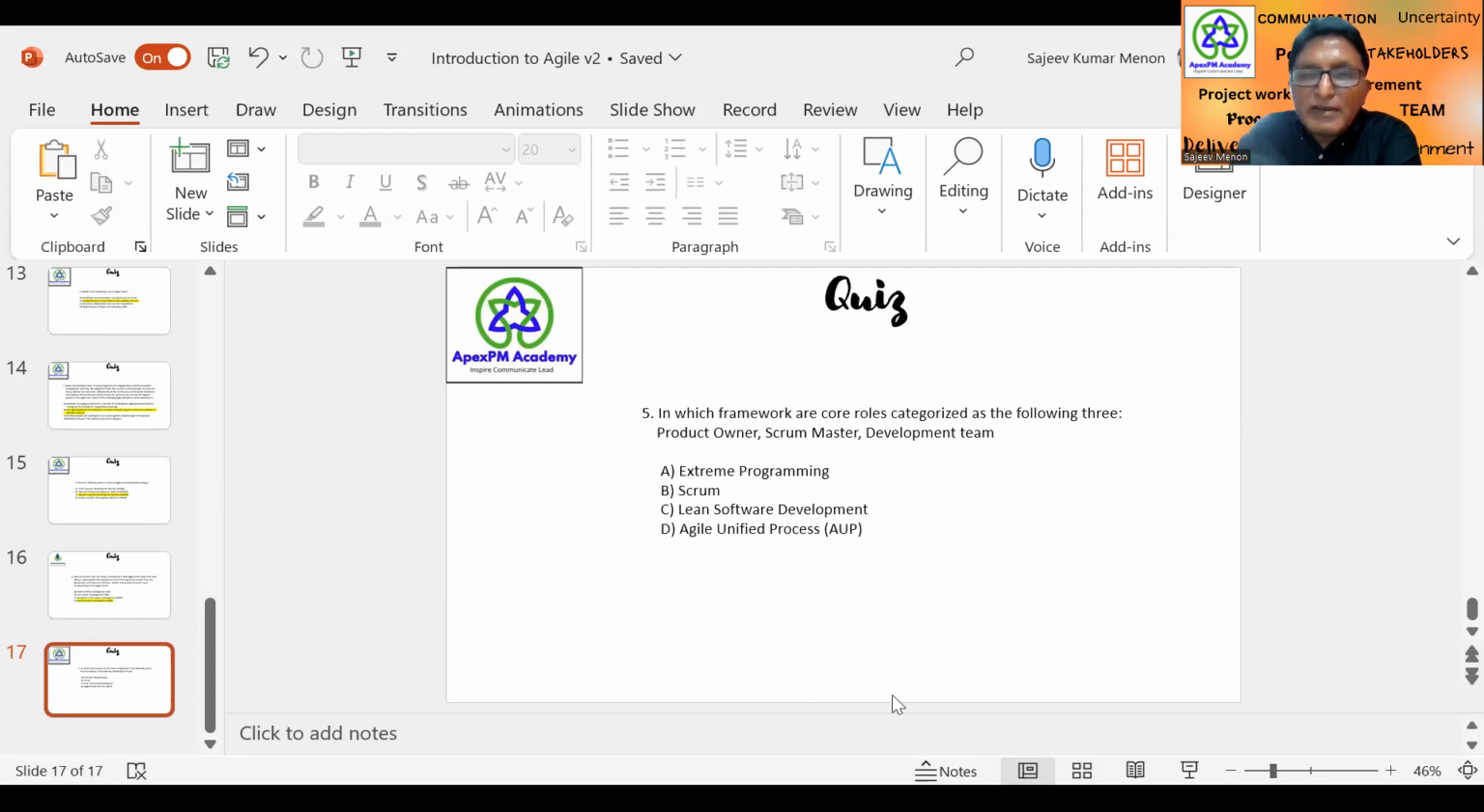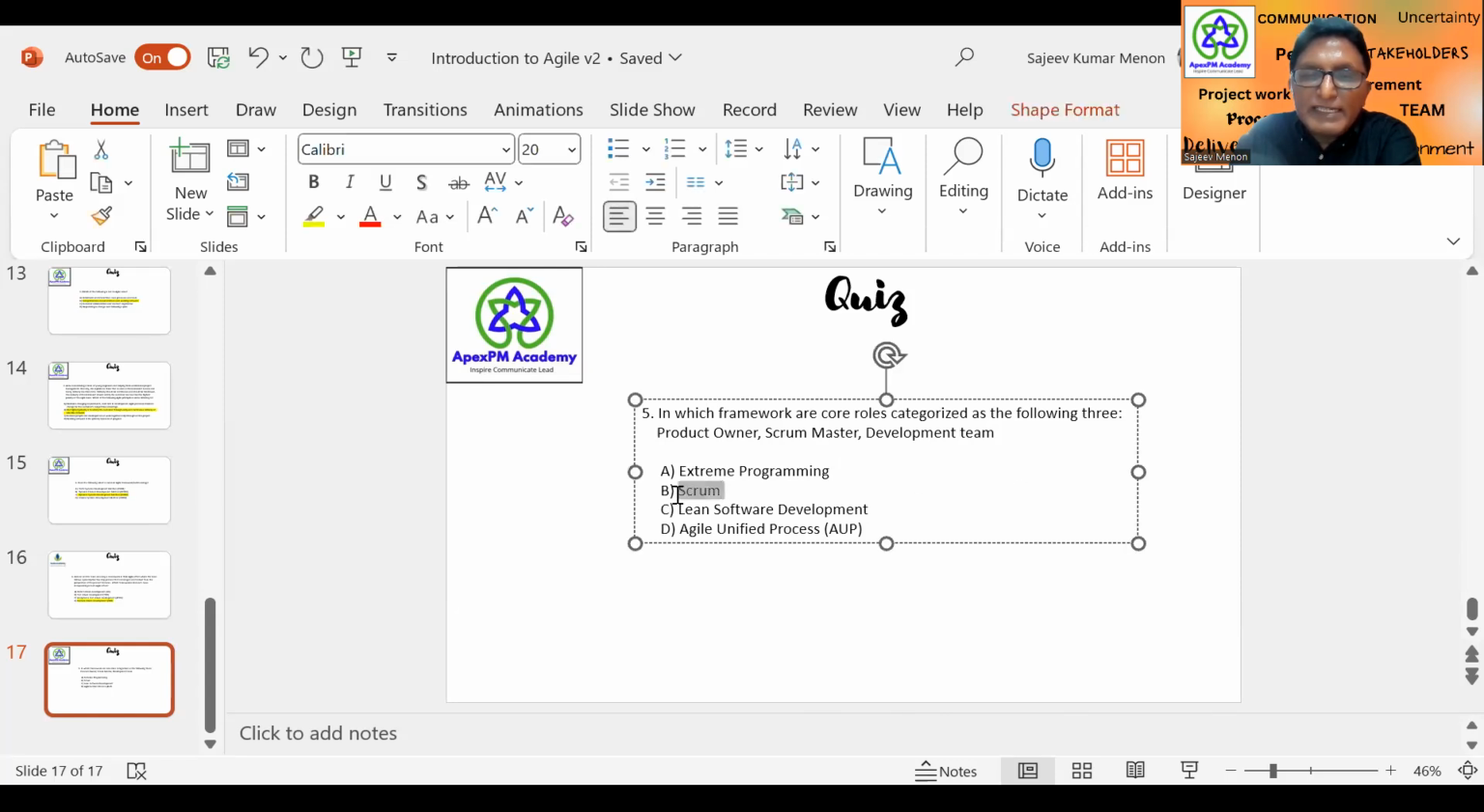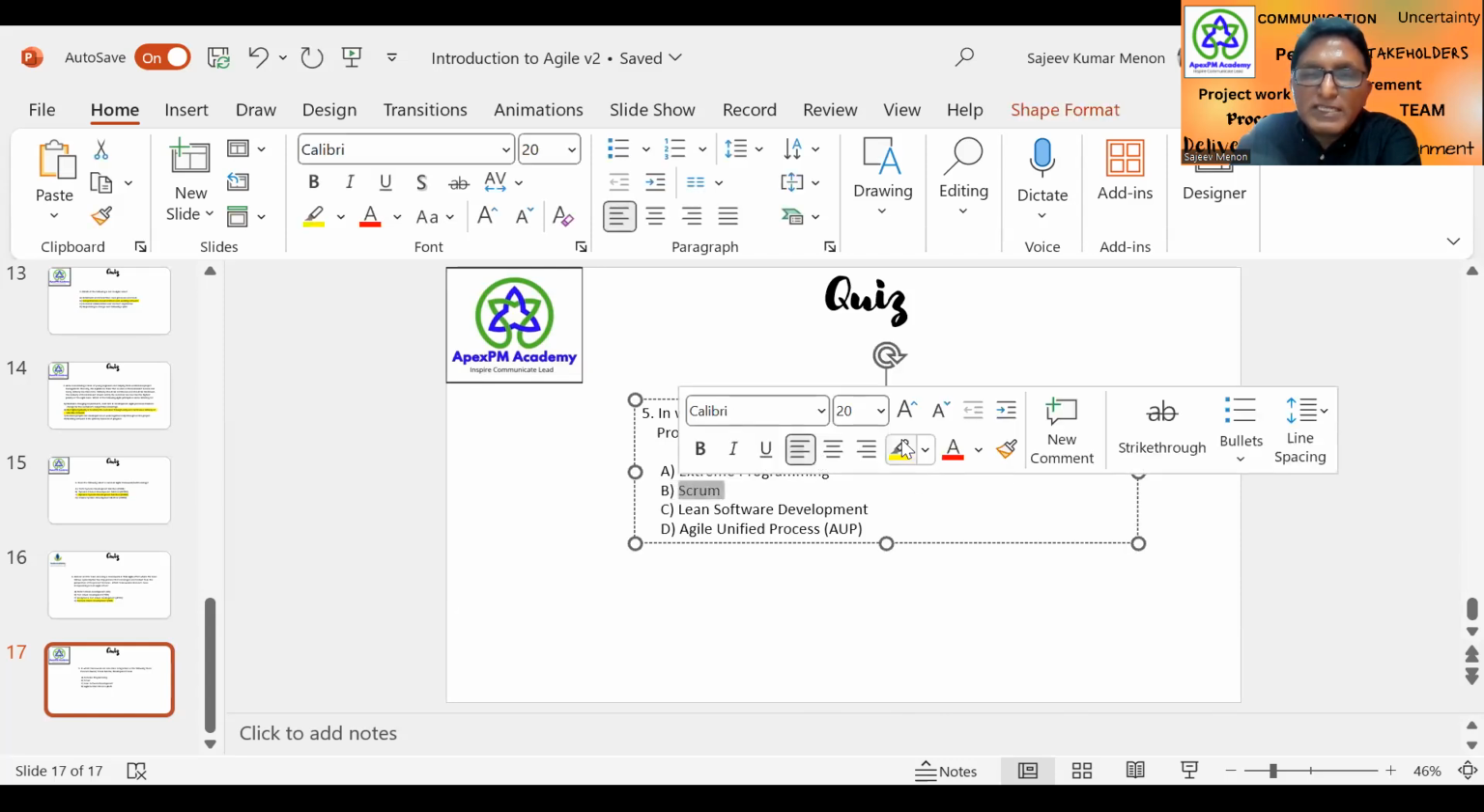So this is a very straightforward question about these three roles: product owner, scrum master, and development team. And you can easily strike off options A, C, and D. And the right answer is again B, which is Scrum.